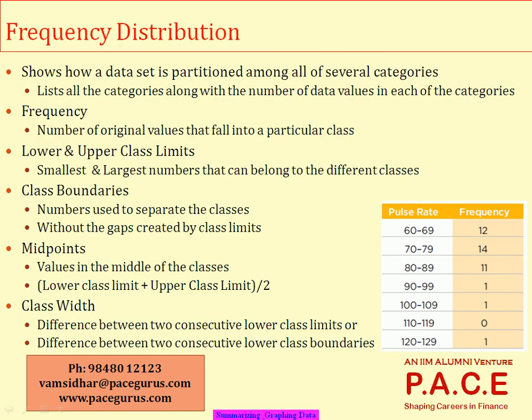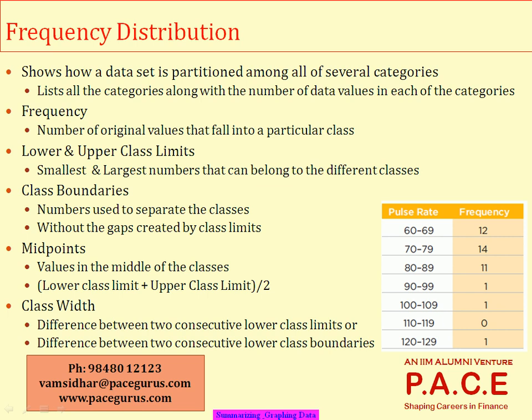So 60 to 69 there are 12, 70 to 79 there are 14. This is a simple mechanism that will help us understand in what range the maximum number of people lie. Probably just from this table I can say 12 plus 24, 36 plus 11, 26 plus 11, 37 people are approximately having pulse rates between 60 and 89.